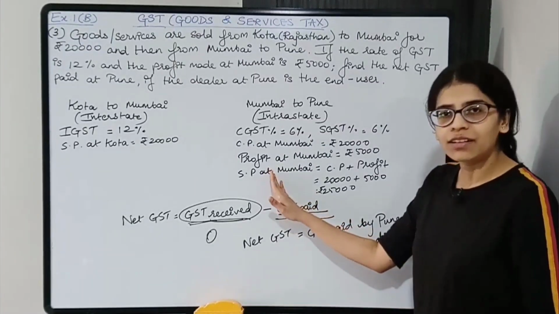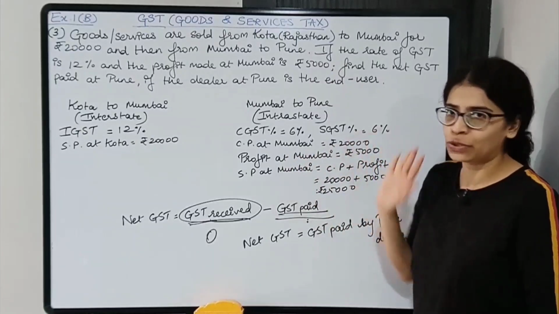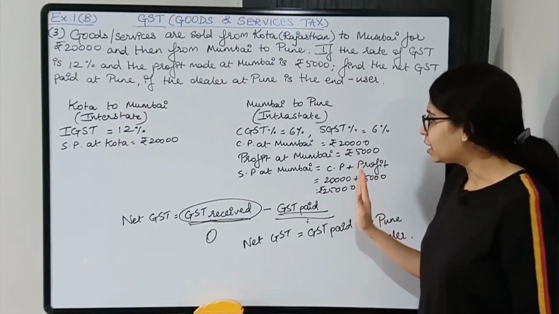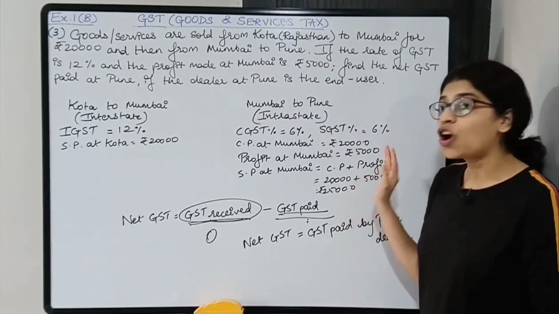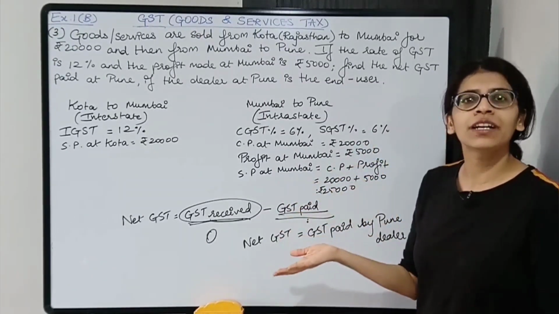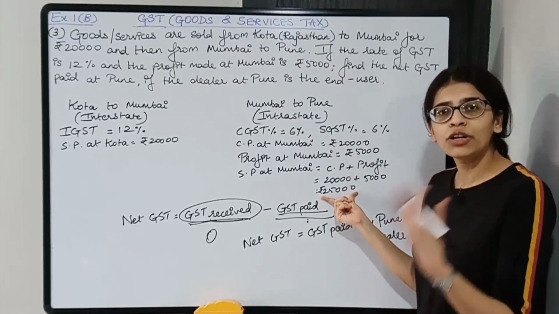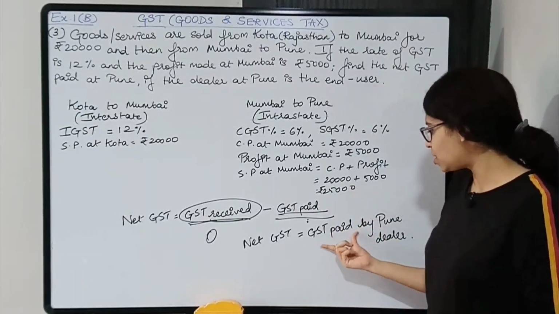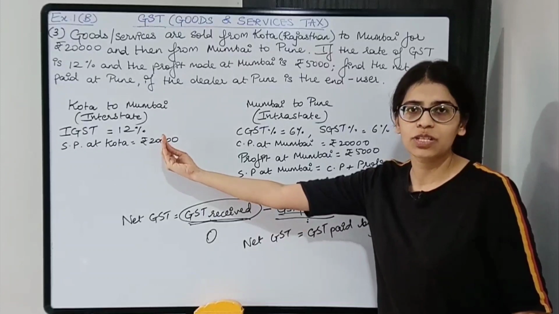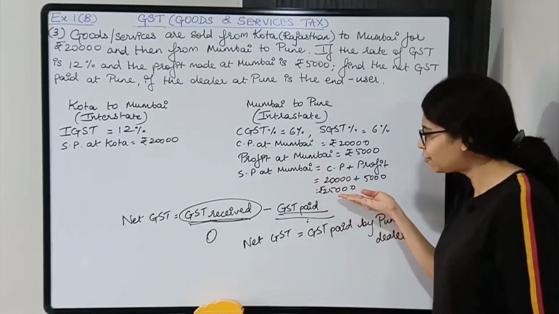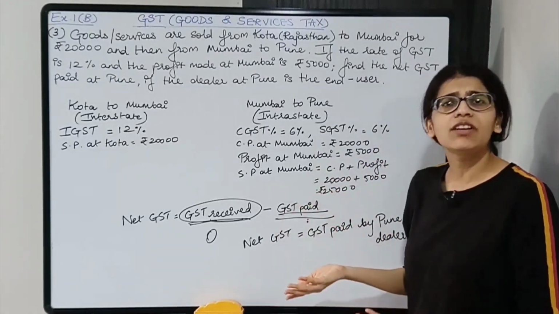Now over here the dealer at Mumbai is selling the goods to dealer at Pune. ठीक है, so यहाँ पे the Pune dealer has to pay GST on the selling price. What is the selling price? Selling price is 25,000. So GST on 25,000 will give you the GST paid by Pune dealer. We know that Mumbai dealer paid 20,000, he kept a profit of 5,000, so selling it for 25,000. So selling price ये है, you just have to calculate GST on 25,000.